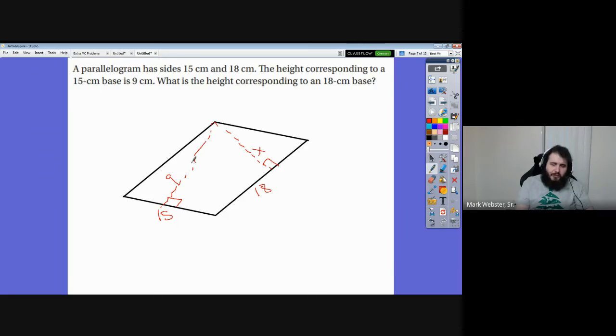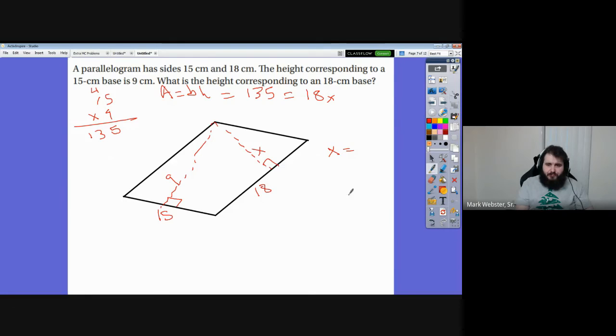Well, so let's do our math here. 15 times 9, because area equals base times height for a parallelogram, right? 9 times 5 is 45. 9 times 1 is 9, plus 4 is 13. So our area equals 135, which is the same as 18 times x, right? Well, let's do 18 divided into 135.